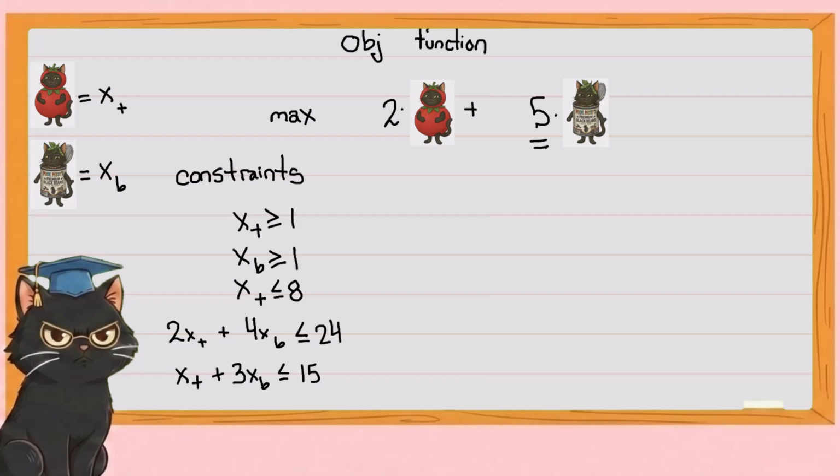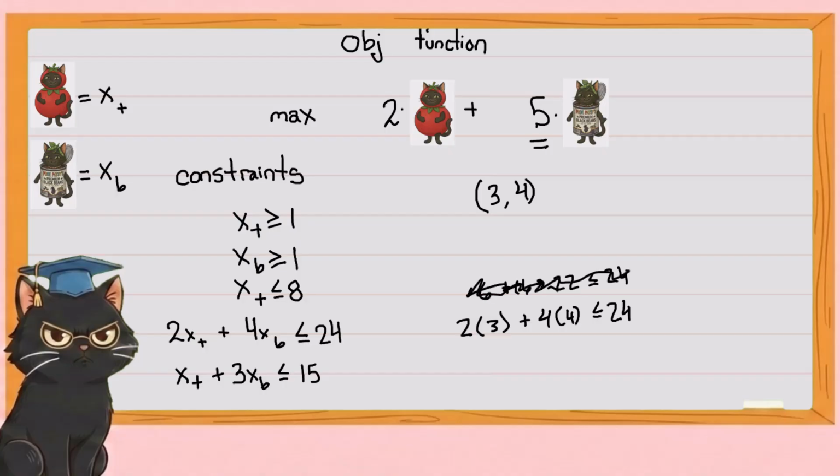So with that being the case, the first point I would check would be 3, 4, where we're accounting for 3 tomatoes and 4 beans. With our constraints, we'll get 2 times 3 plus 4 times 4 less than 24. And that checks because this becomes 6, this becomes 16, and then that becomes 22, which is less than 24.